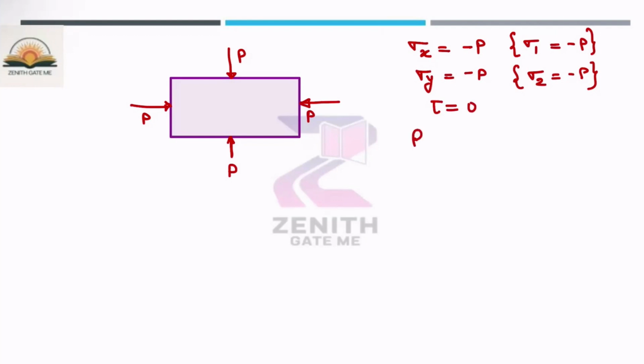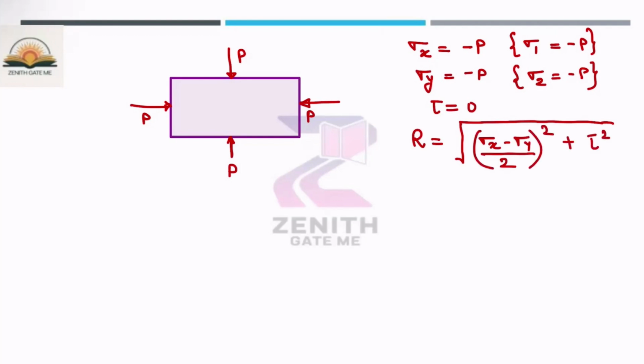So what is the radius of the Mohr circle? The radius of the Mohr circle you can easily calculate by using this relation, which is the square root of sigma x minus sigma y by 2, whole square, plus tau square. Tau value is 0 and sigma x value is minus P, and this minus of minus P will become plus P, divided by 2 square plus 0 square. So minus P plus P is 0 only. That means the radius of the Mohr circle in this particular question is 0.